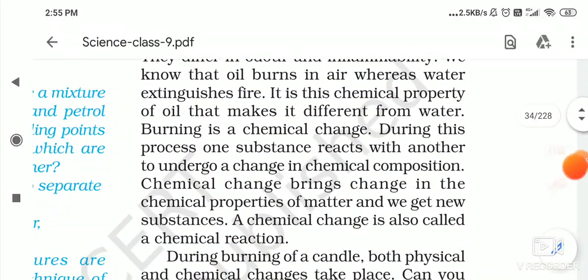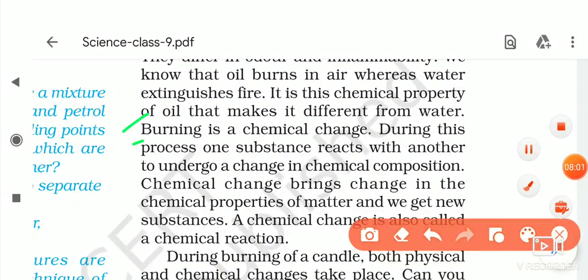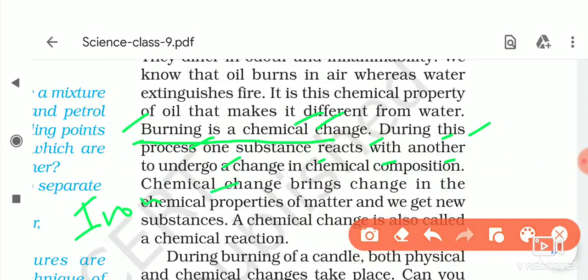Burning is a chemical change. You should remember this thing. Burning is a chemical change. For example, burning of wood or burning of paper is a chemical change. During this process one substance reacts with another to undergo a change in chemical composition. For example, when iron reacts with oxygen gas, then rusting takes place.